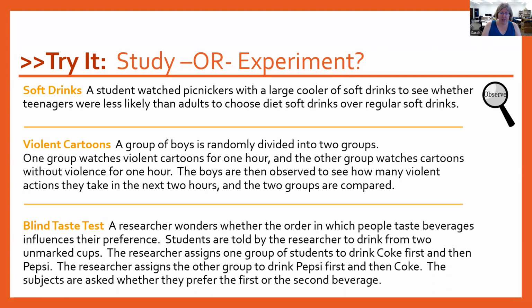All right, violent cartoons. A group of boys is randomly divided into two groups. One group watches violent cartoons for an hour, and the other group watches cartoons without violence for an hour. The boys are then observed to see how many violent actions they take in the next 2 hours, and the groups are compared. So here we've divided them into groups and we've set one group in front of a particular cartoon and the other group in front of a different cartoon.